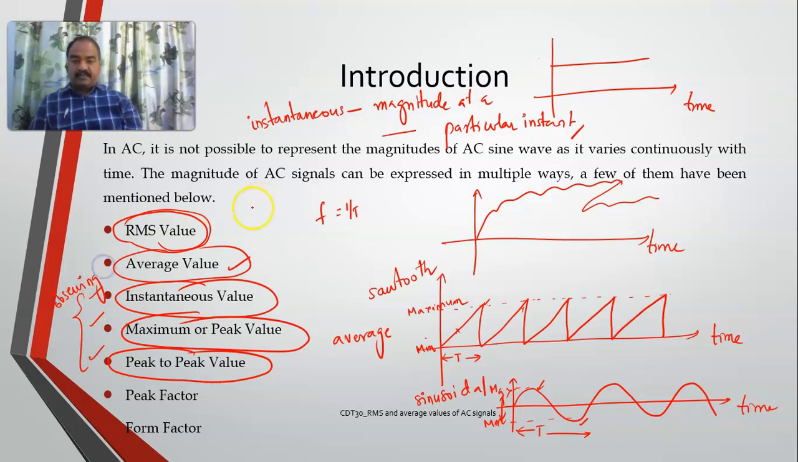But there are two other parameters, RMS and average, which are a little bit tricky. We need to calculate the RMS value and average value. They are widely used in electronics and communication and also in electrical engineering circuits. Based upon them, we will define two terms, one is the peak factor and the other one is the form factor, at the end of this lecture. So today's class is about determining the RMS and average value of a given time varying periodic signal.